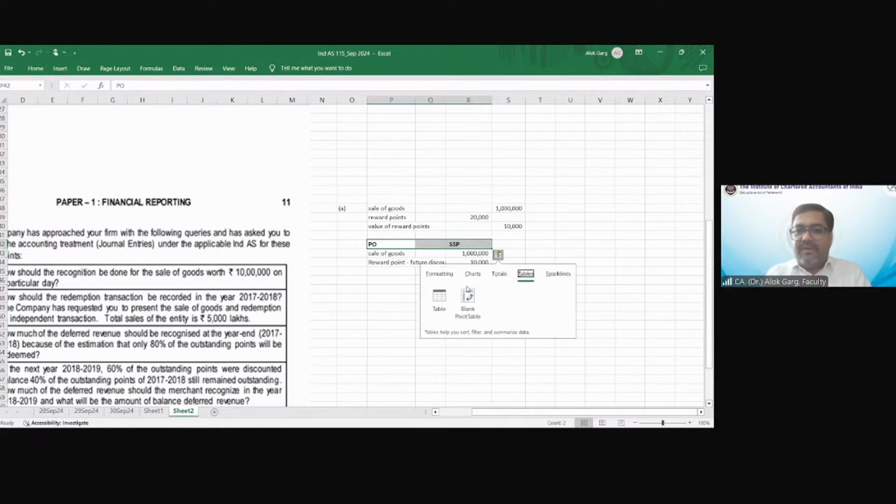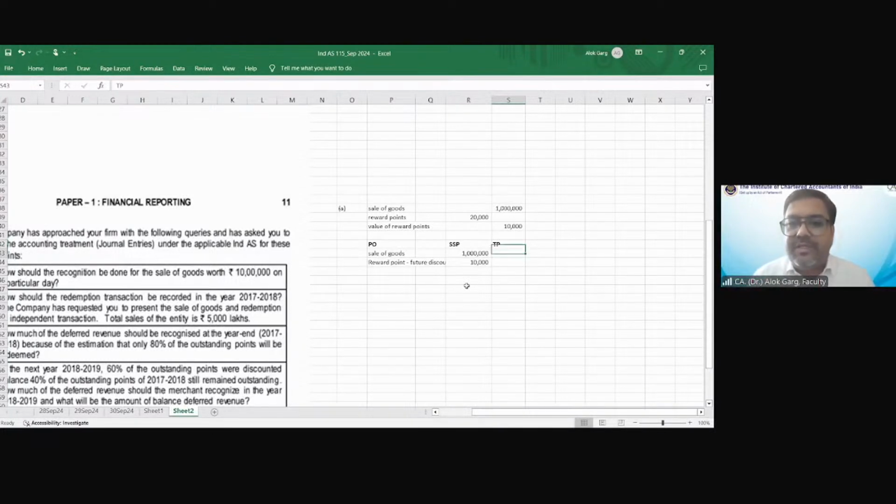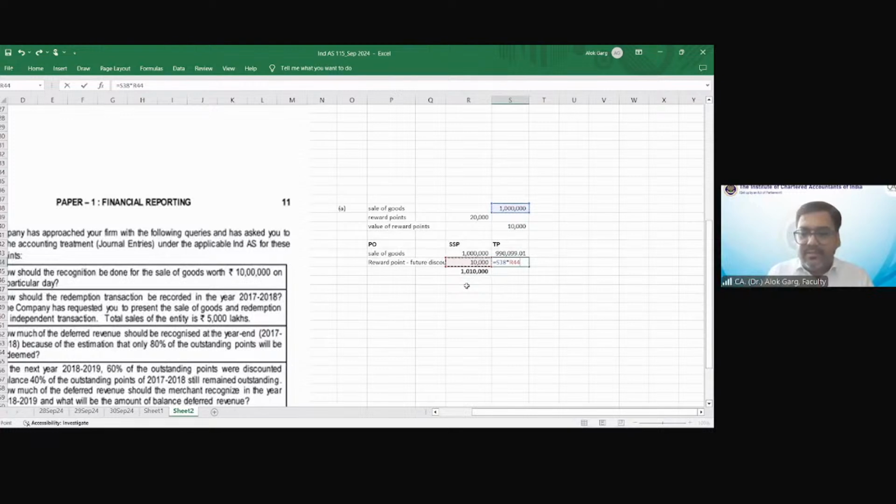What is my transaction price? ट्रांजेक्शन प्राइस तो 10 लाख ही है, कस्टमर ने तो 10 लाख रुपए दिए हैं ना. ट्रांजेक्शन प्राइस इज 10 लाख रुपीज. So 10 lakh multiplied by 10 lakh divided by 10 lakh 10,000. 10 lakh multiplied by 10,000 divided by 10 lakh 10,000.